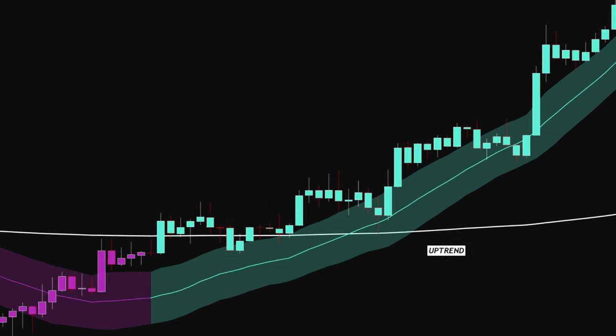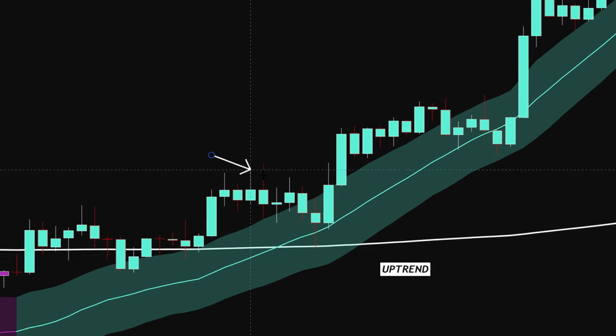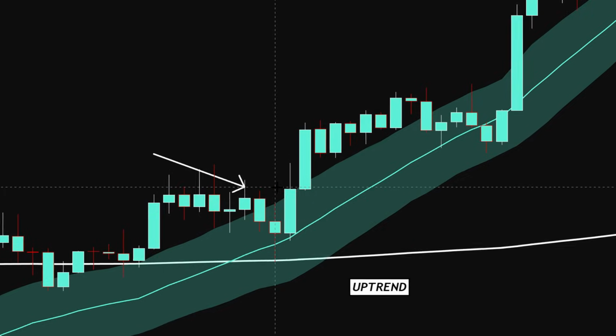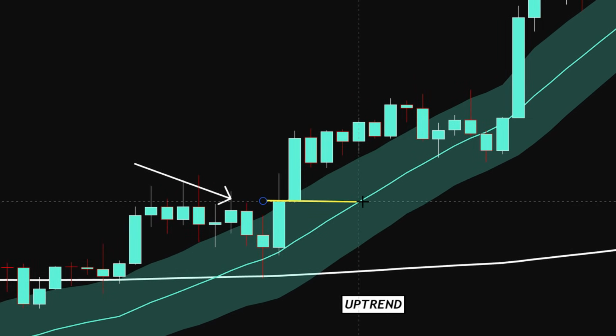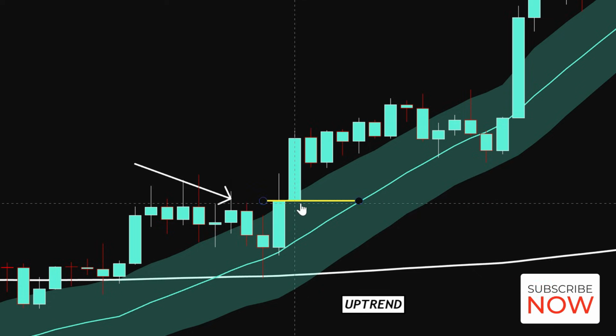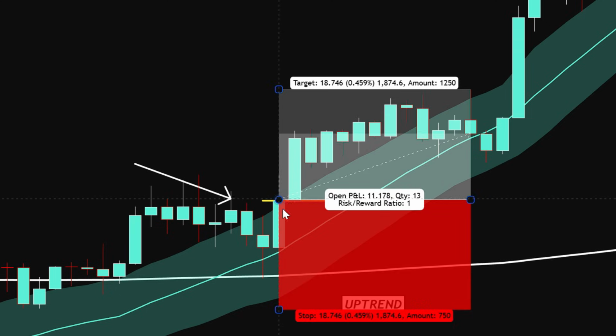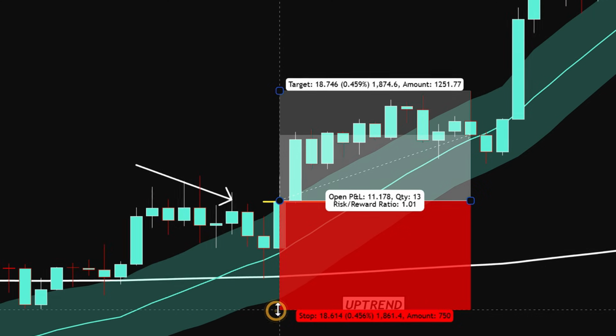Price pulls back into the band, a candle prints inside it, and then price breaks above the upper band. That break is your buy trigger. The stop loss goes below the lower band or the recent swing low. And again, the target stays at 1.5 to 2 times risk.